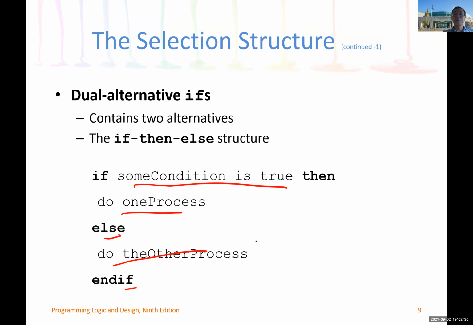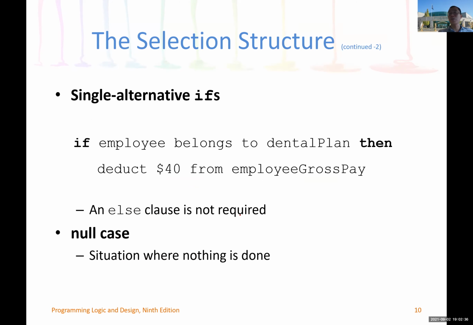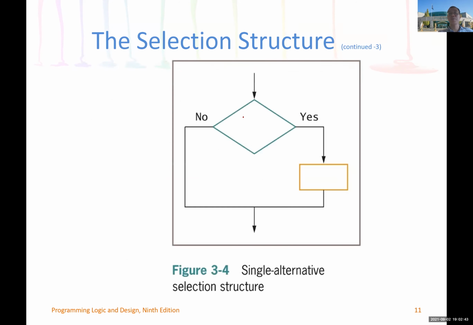In the single alternative, you also have a condition to check. If the condition is correct, do something. If no, don't do anything. If the condition is yes, do something, but if no, don't do anything, and keep going on here.